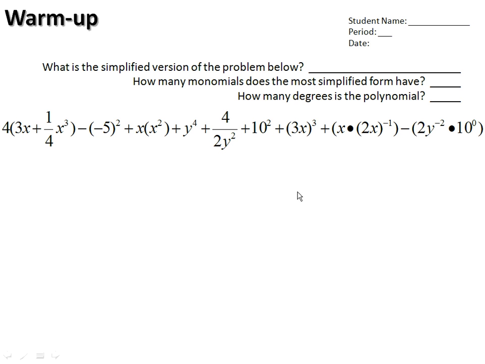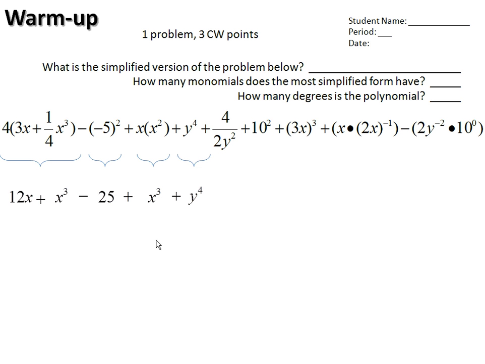So we're going to take this first part here, and we're going to distribute this 4 to the 3x and distribute the 4 to the 1/4 x cubed. That simplifies to this. We still have a separator that we bring down, and we simplify -5 squared, and we bring our separator down. And we clean up, this is a monomial, and we get x cubed. And there's nothing to clean up really with the y to the 4th power, so we leave that and use our separator.